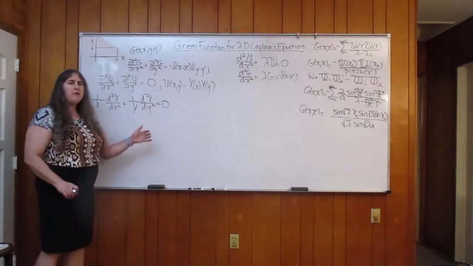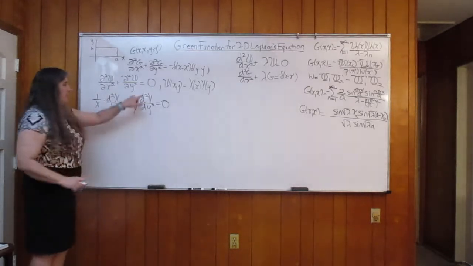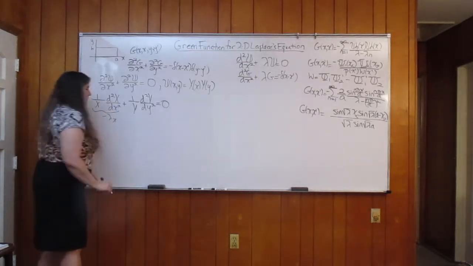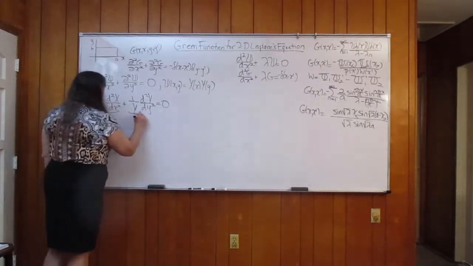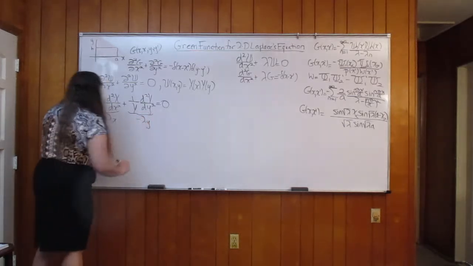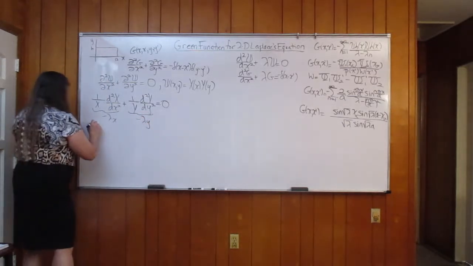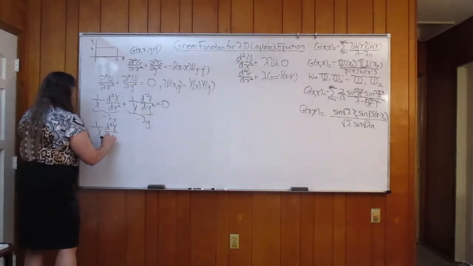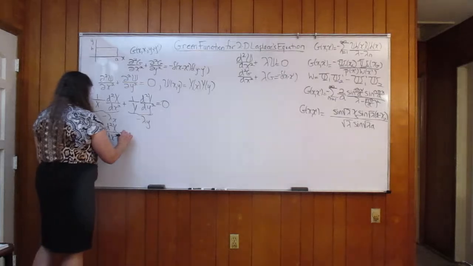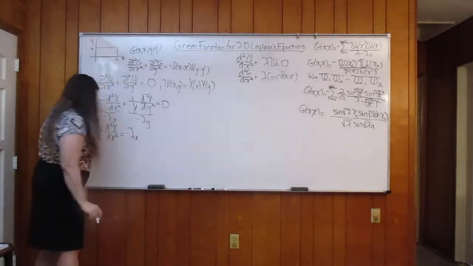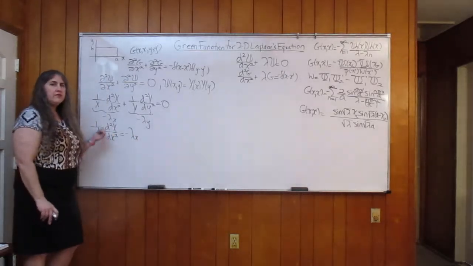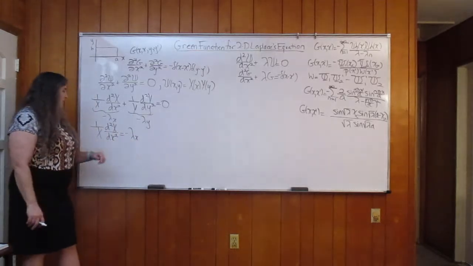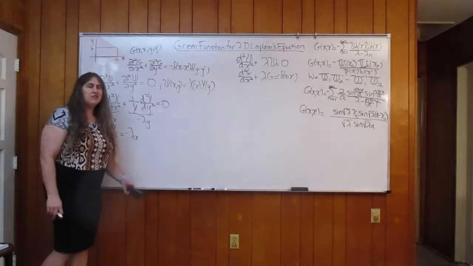The only way this can happen is if this term is equal to a constant and this term is equal to a constant. So I will call this first term minus lambda x and the second term minus lambda y. Hence, I will have 1 over the function X times the second derivative of X with respect to the variable x is equal to minus the separation constant lambda x.